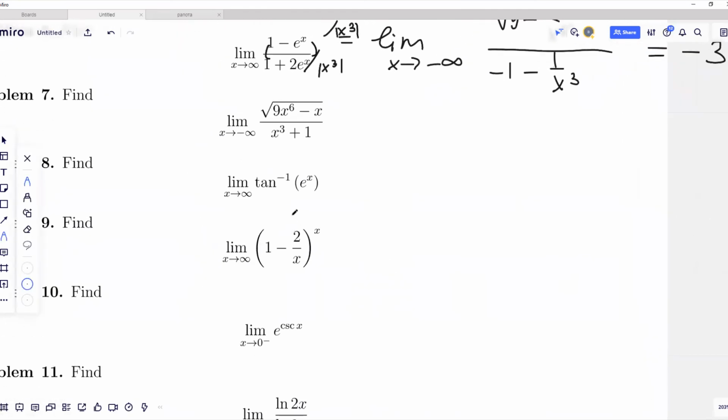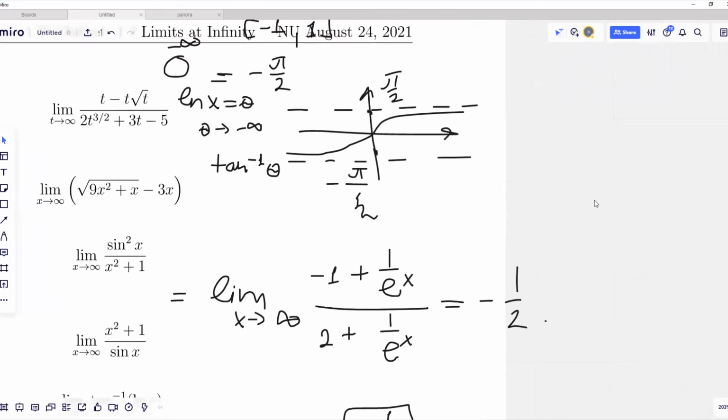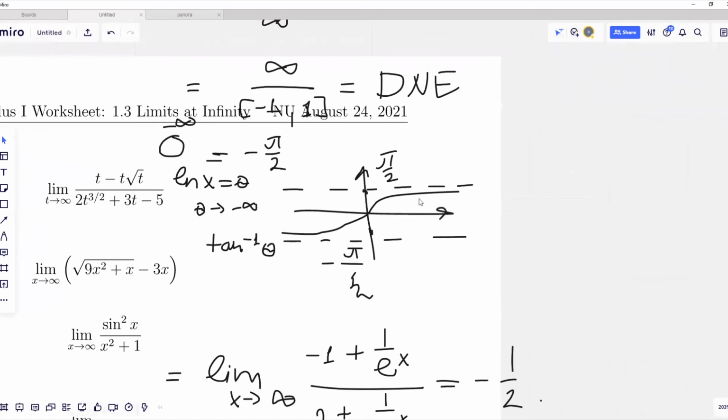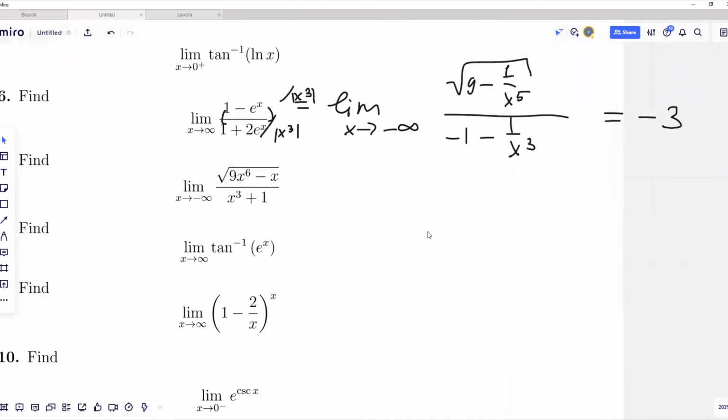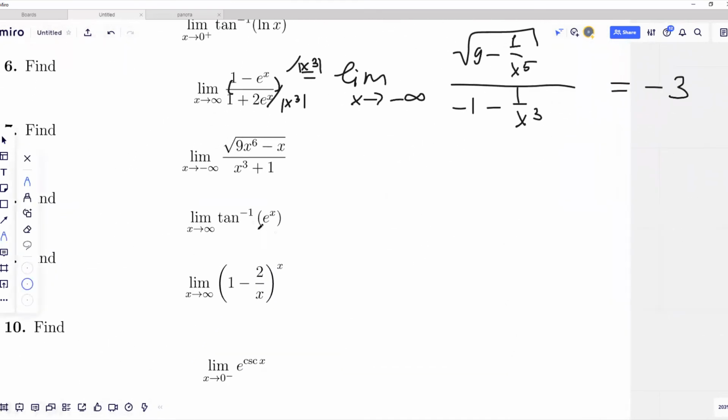Okay, now arctan of e to the power of x. As x goes to infinity, e to the power of x goes to infinity. If we recall our graph for arctan of x, we have a horizontal asymptote at y equals pi over 2. So as theta goes to infinity, arctan of theta goes to pi over 2. So the answer is pi over 2.